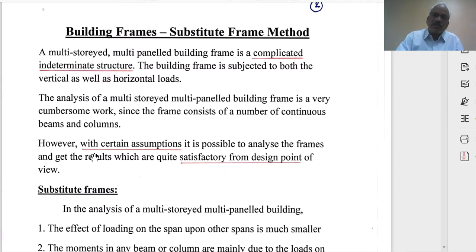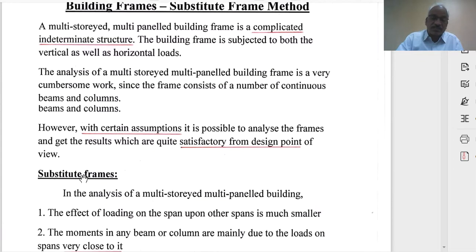However, whatever may be the number of stories, whatever may be the number of panels, with certain assumptions, it is possible to analyze the frames and get the results that are quite satisfactory from design point of view. It is possible. We make some assumptions. With those assumptions, whatever result we get will be enough for design purposes. Many buildings have been constructed using this two-cycle moment distribution or substitute frame analysis, right?